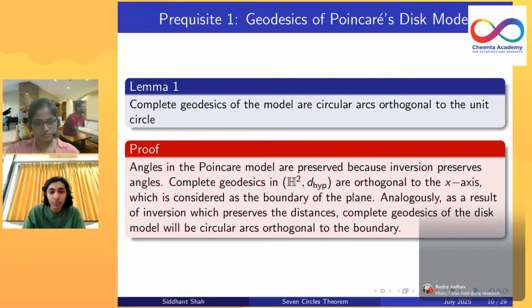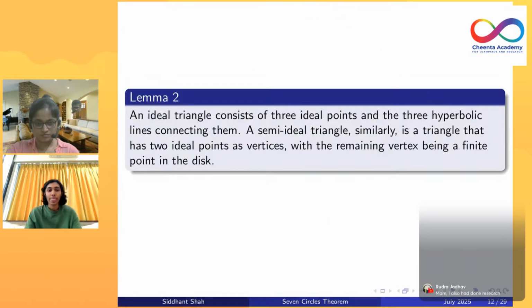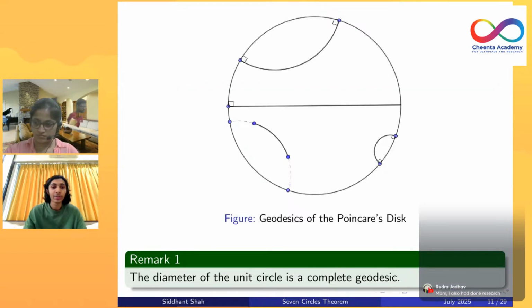Based on this diagram, can you go to the previous slide? Yeah. So based on this, there's one remark which I discovered, that the diameter of the unit circle is a complete geodesic. So what they're saying is that a complete geodesic is when the magnitude of the line is infinity. So the magnitude of the line segment is infinity. All these lines are known as a complete geodesic.